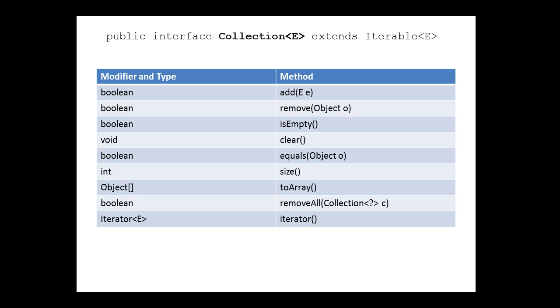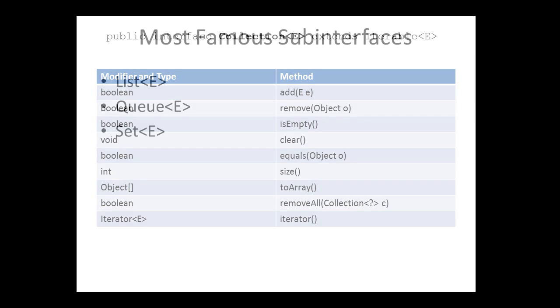RemoveAll, which gets a collection as a parameter, is gonna compare the elements that you have in the collection with the collection that you pass in, and if there are any matching, it's gonna get rid of those matchings, and it's gonna return a boolean that the operation was successful or not. Iterator is gonna be a method that is very unique, and I will explain it later.